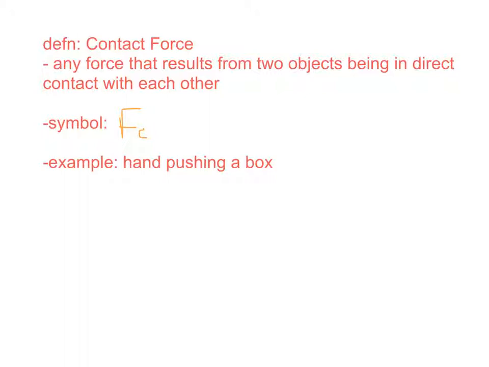It's possible to have multiple contact forces on the same object. You would just call them FC1, FC2, etc. Example of a contact force, if you've got a box being pushed across the floor, a hand pushing that box, causing it to move, would be exerting a contact force in the direction that it was pushing. So a contact force is always going to be whatever direction it's being pushed or pulled. And again, it's just a very general term when there's no other word for the types of forces.